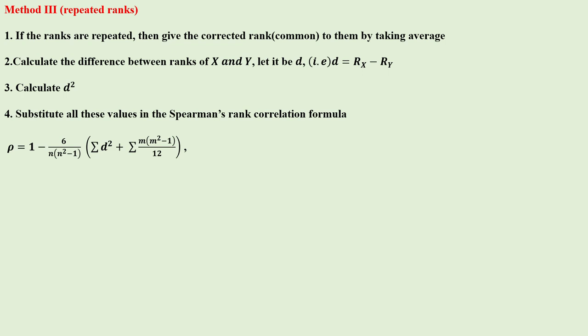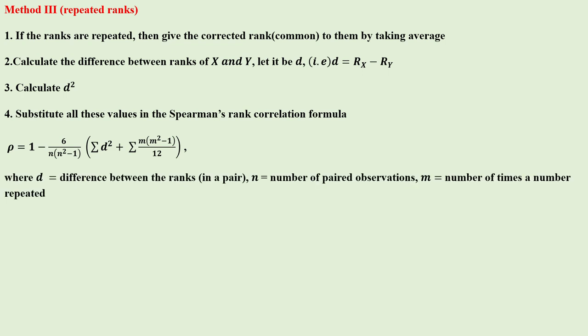See, the formula is 1 minus 6 into sigma d square plus sigma m into (m square minus 1) by 12, all divided by n into n square minus 1. d is the difference between the ranks, n is the number of observations, m is the number of times a number is repeated. How many times does that number repeat? So if three persons get 100 marks, it is repeated 3 times, so m is equal to 3 in this case.